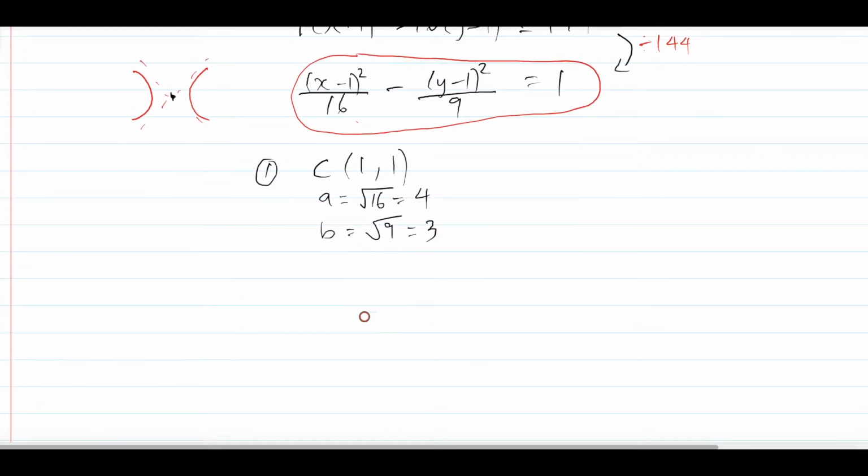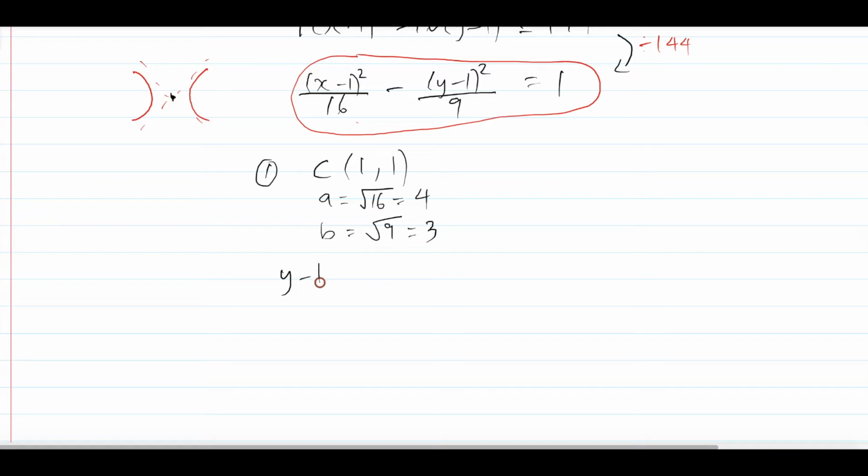And once you've got that, we can find the equation for your asymptotes, which in this case is y minus 1. So the general formula is y minus k. If you forgot this, you can watch my topic video. I'll leave a link below. y minus k equals plus minus b over a, bracket x minus h. And that's it. So in this case, y minus 1 is y minus k right there.